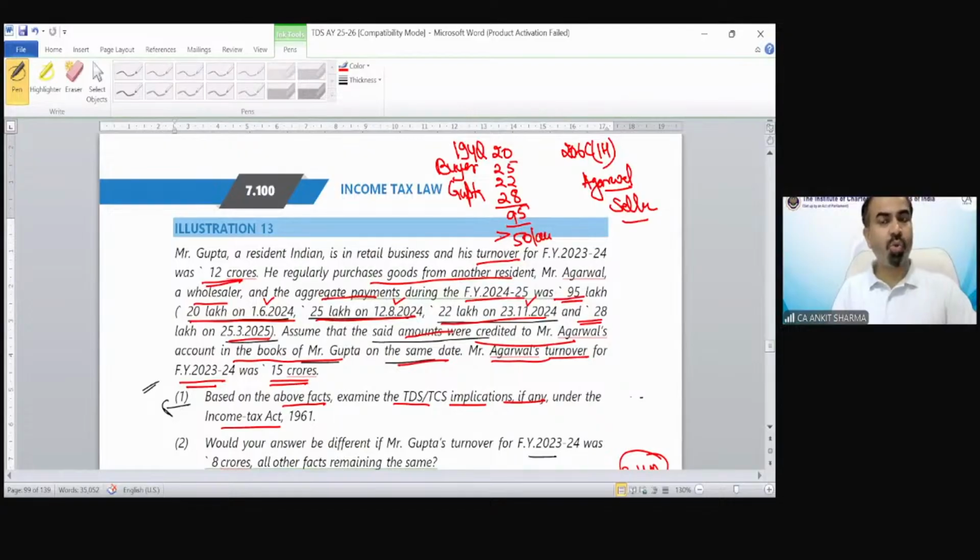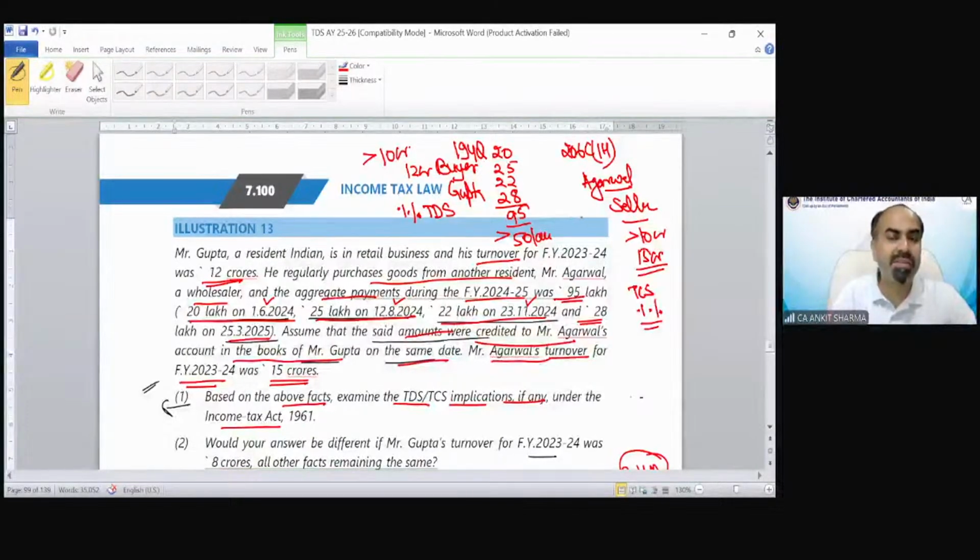So 194Q and 206C1H both are applicable. Buyer turnover is exceeding 10 crore, it's 12 crore. And seller turnover is also exceeding 10 crore, it's 15 crore. Now, according to the provisions, you can see both section provisions are applicable. 206C will say you can collect TCS at 0.1%. And 194Q will say TDS can be deducted at 1% under section 194Q. So both sections are applicable.